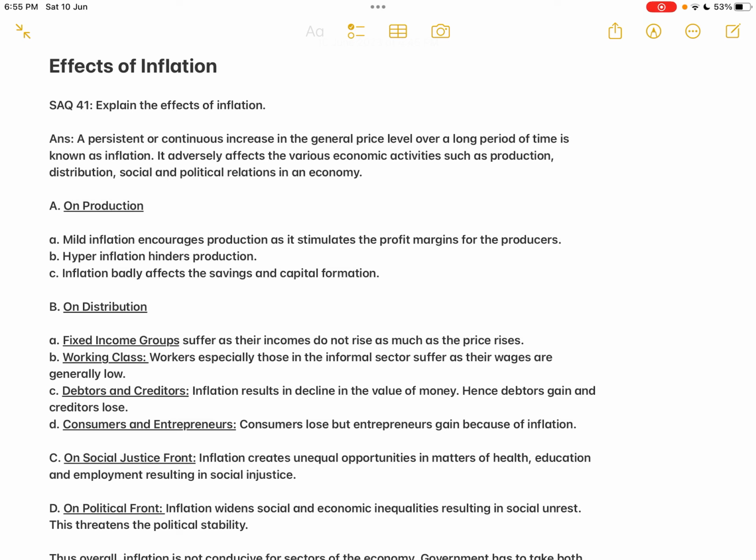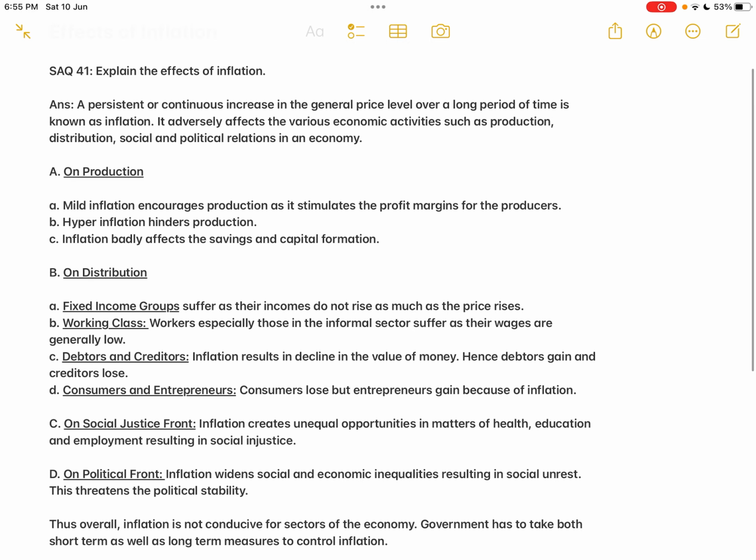Some sections of the population, some sectors of the economy, are gaining because of the inflation, but the majority of the sections of the population or the sectors of the economy are adversely affected because of inflation. So let us check out one by one who are benefited and who are adversely affected because of inflation. First one, what is the effect of inflation on production?